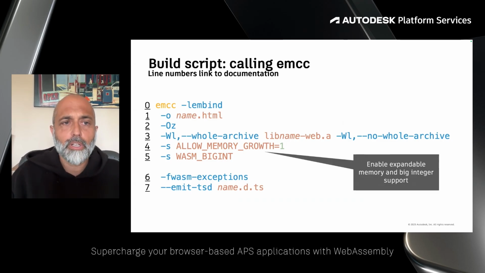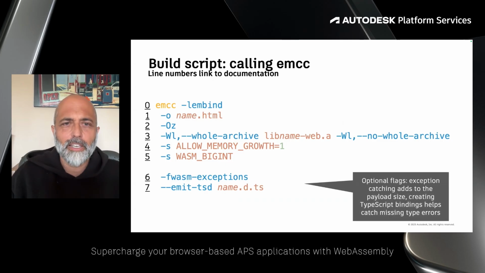Now, the last two lines, 6 and 7, are separated a little bit because they're optional. Effectively, this is a way to do a bit more error checking and catch exceptions. You probably want to change the optimization level in order to get something meaningful out of this, but it's worth catching exceptions, which will add to the payload size for sure.